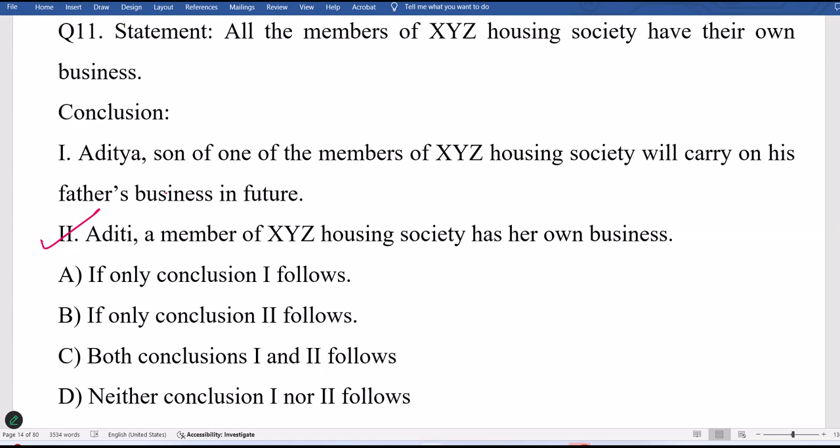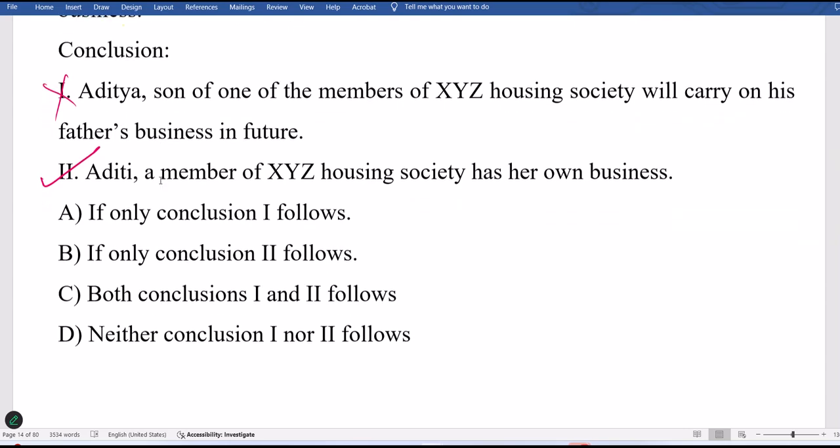Conclusion one: Aditya, son of the members of that society, will carry on the business. That I cannot decide. That is not discussed in the given statement. Some people may have a business that is on the loss side, and their children may want to go for another sector. That we cannot say. But if you are a member of that society, then fine. Whether their children carry on their business or not, we cannot decide.